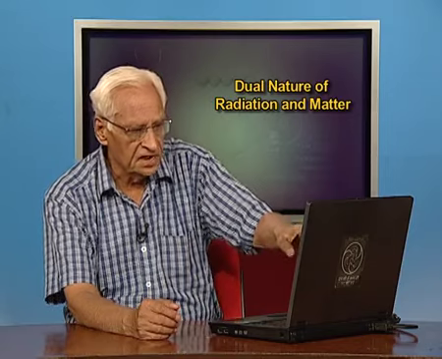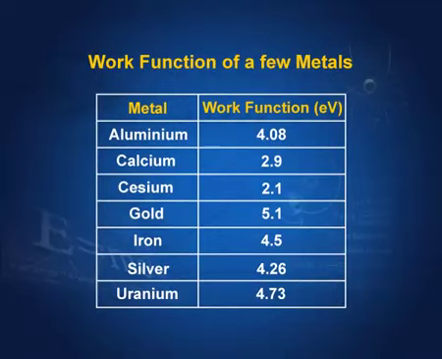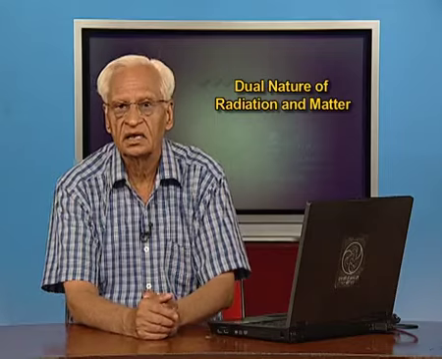And we have listed here the work function of a few metals. For aluminum, the work function is 4.08 electron volts. For calcium, cesium, gold, iron, silver, uranium, all these metals, the work functions are given here.